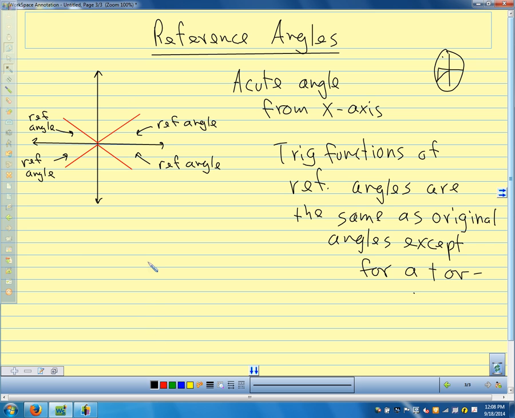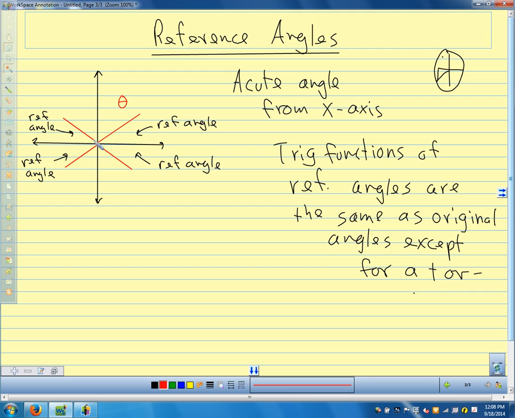So our reference angle in our first quadrant is just our angle. I'm just going to write how we find our reference angle. If our angle is theta, our reference angle is theta. In the second quadrant, how would we find this angle from the positive x-axis?